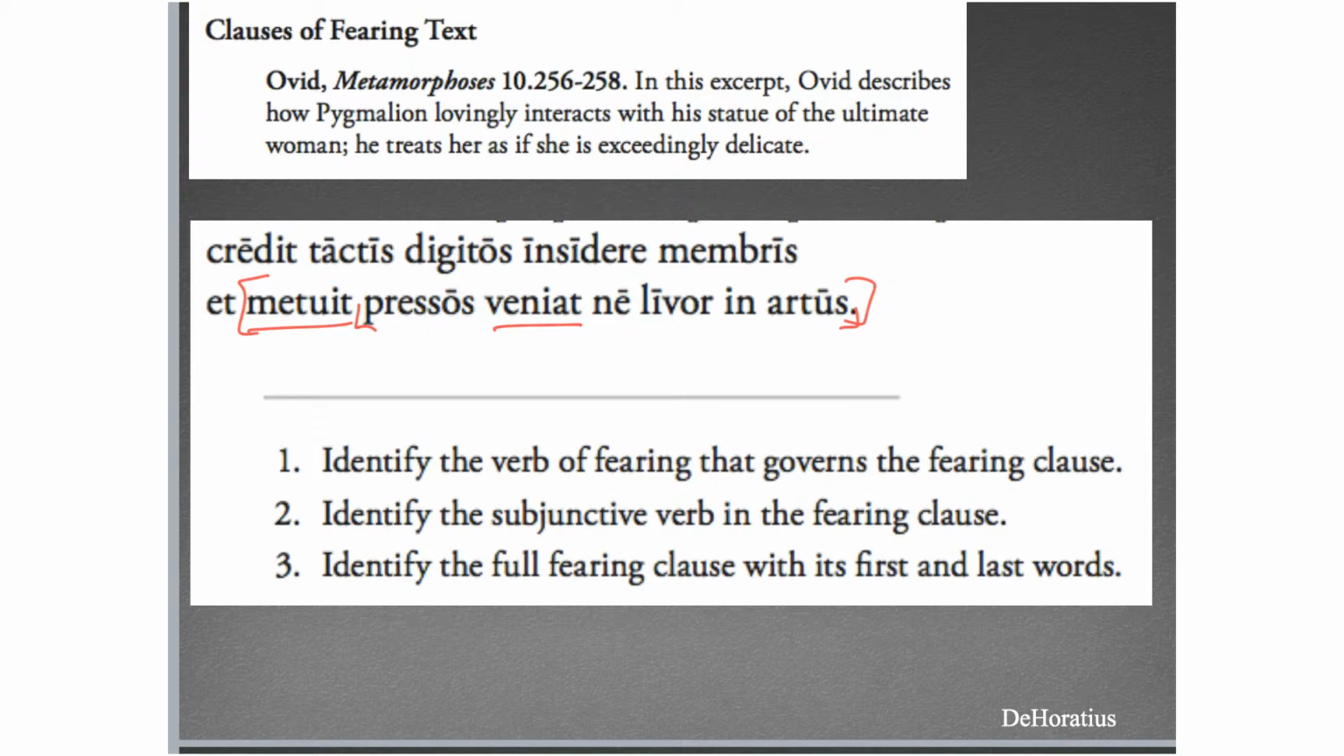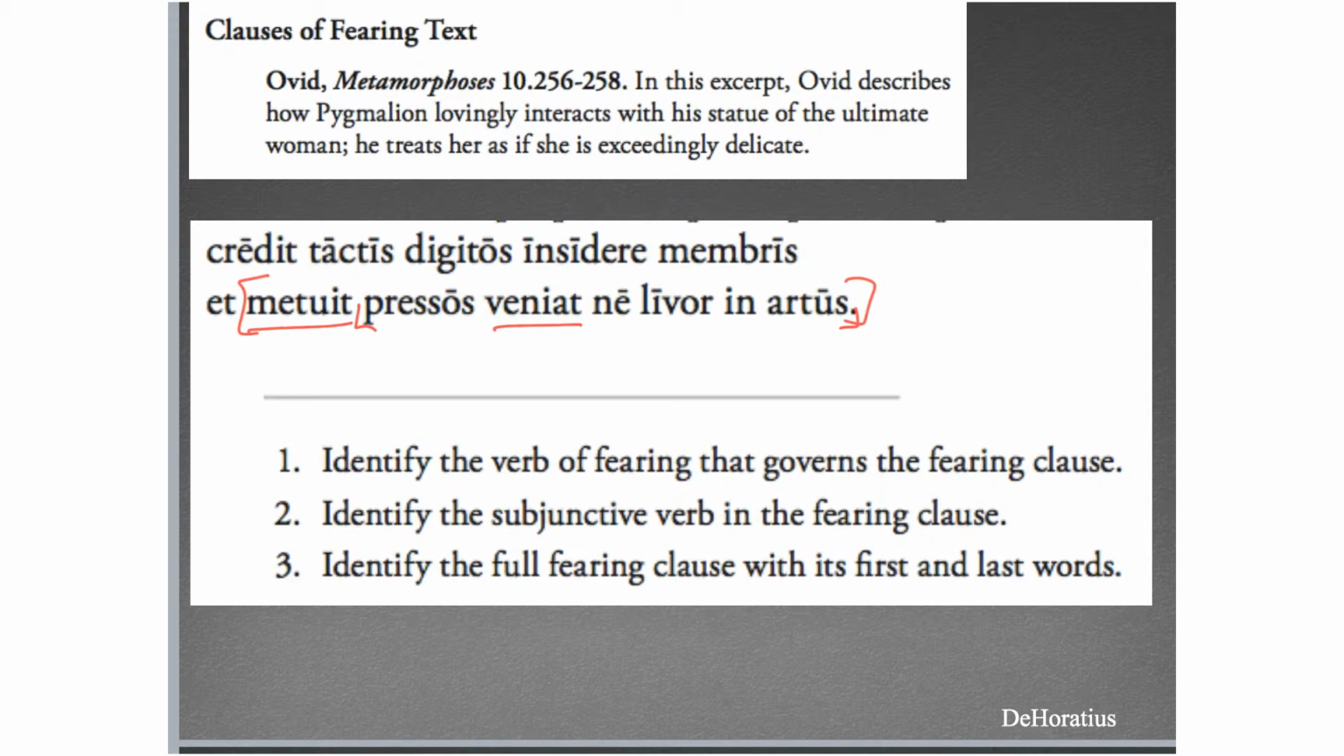This is the story of Pygmalion. It's about a sculptor who essentially falls in love with his sculpture. And right now he's thinking that it's alive, and so is afraid he's going to hurt it. So he, this sculptor, was afraid, metuit, that a bruise would appear on her limbs, which he was holding.